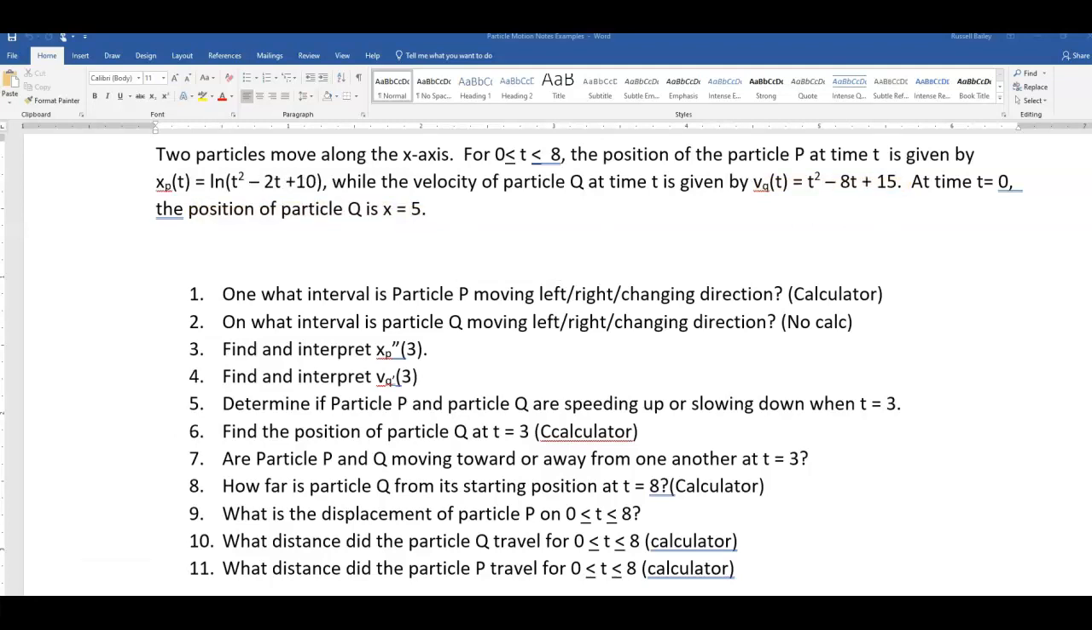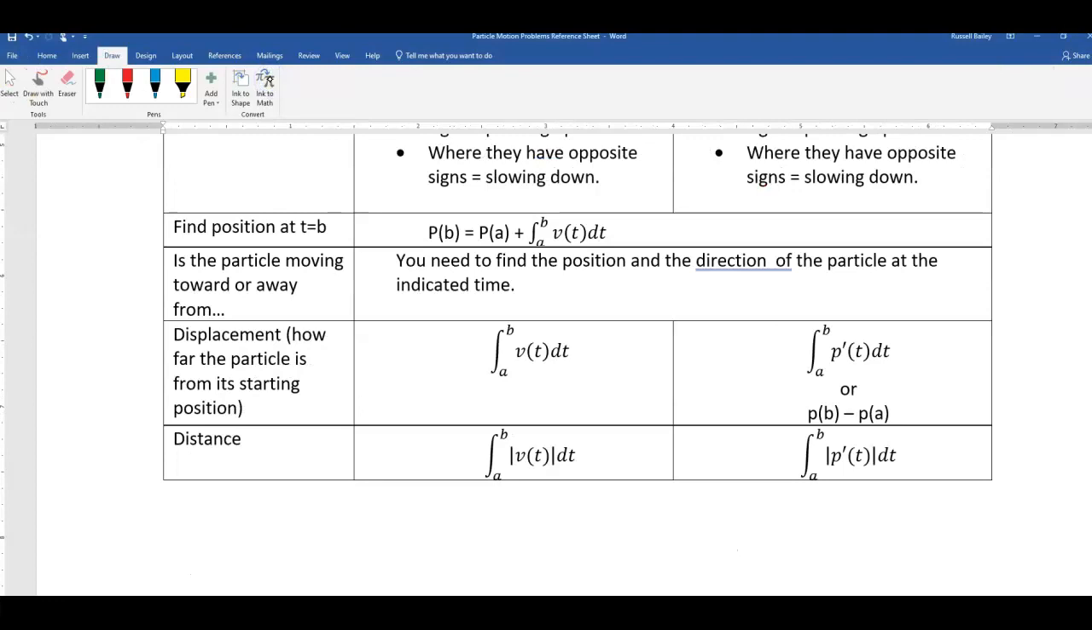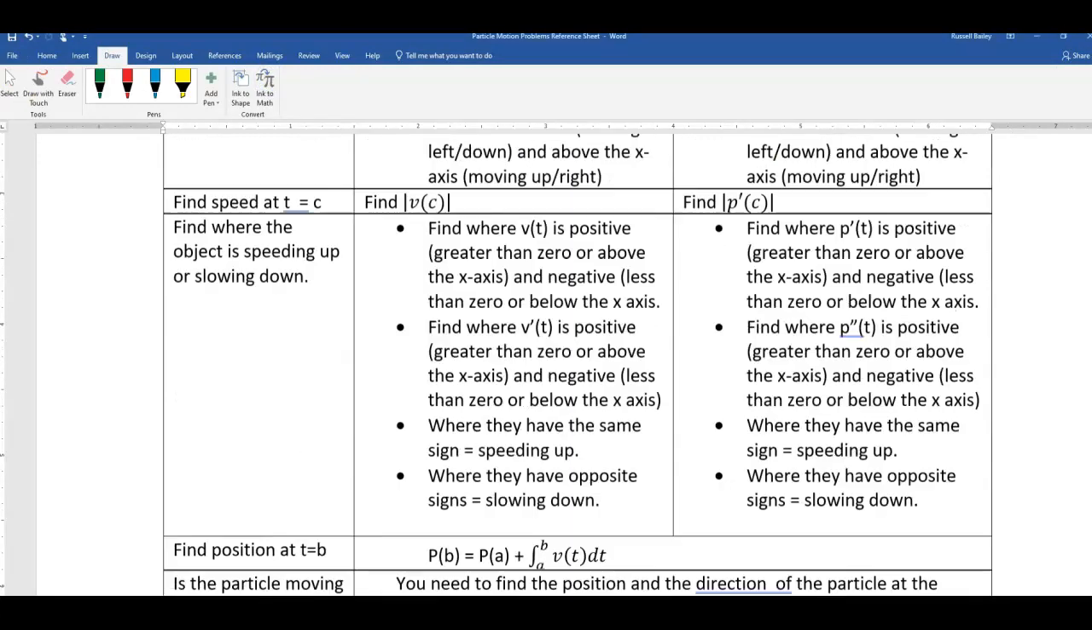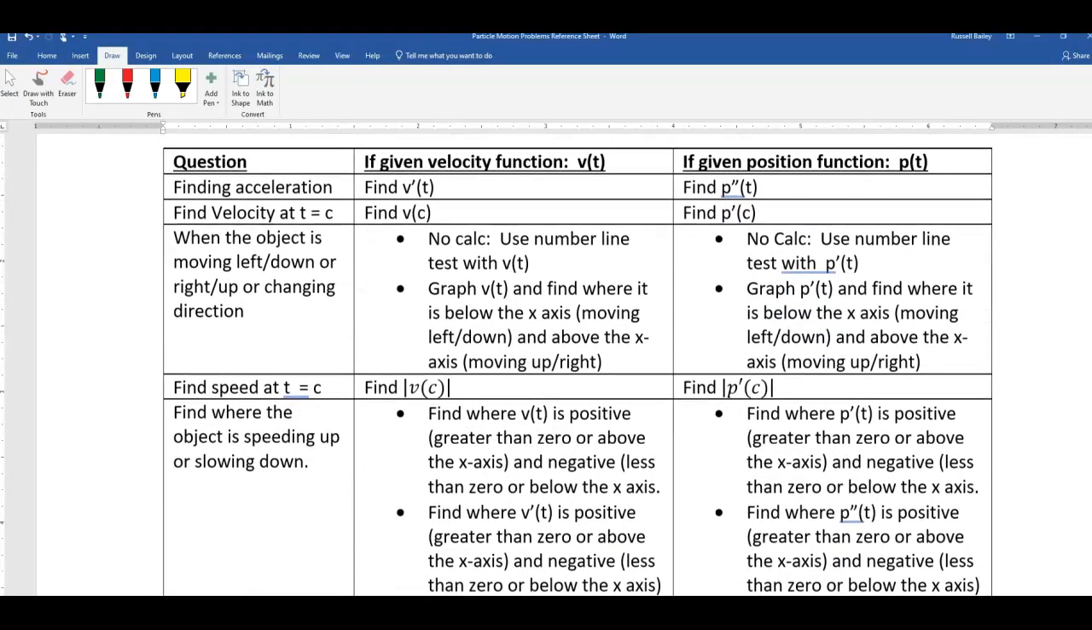Question number 1 says, when is the particle P moving left, right, and changing direction? And for this, we're going to be using our calculator. So let's go back to our reference sheet here. I'm given a position function, so I know that I'm going to be in this column here.